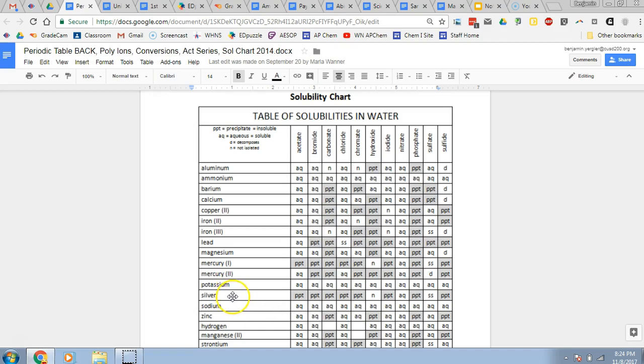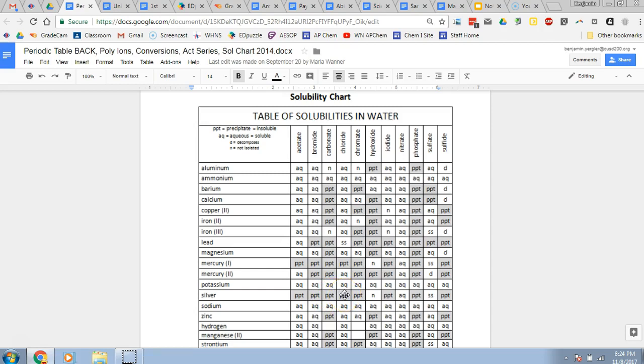So silver chloride, if we look for silver and chloride is right here, notice that it says PPT. This means precipitate, which means that silver chloride does not dissolve in water. You can't dissolve silver chloride in water.